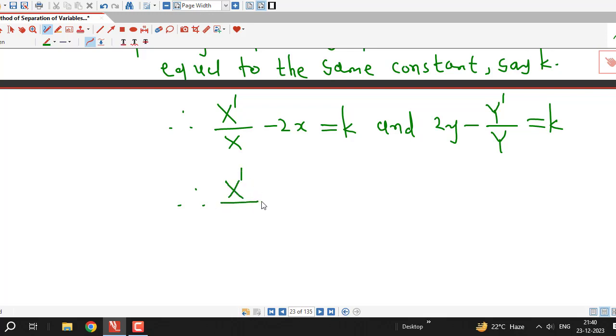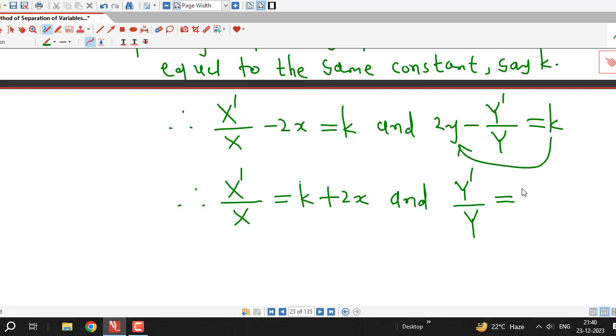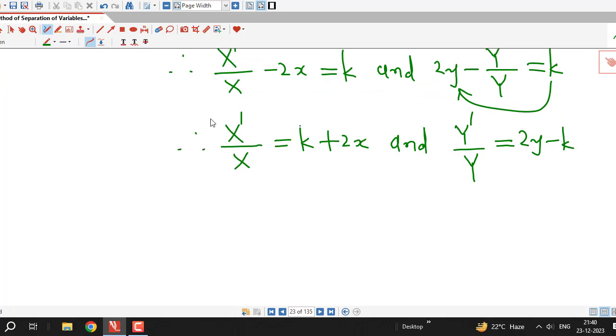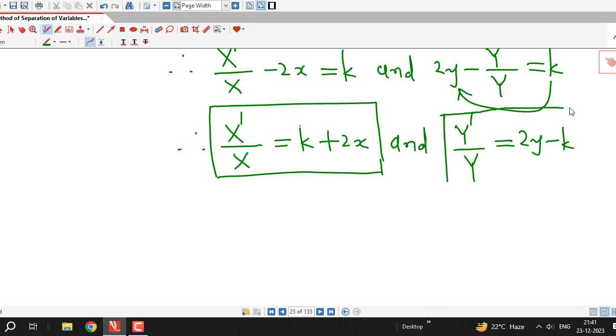Therefore, X dash over X can be rewritten as k plus 2x, and here I transfer Y dash over Y to one side, and this k goes with 2y, that is 2y minus k. Y dash over Y equals 2y minus k. Now here we can observe that this is a first order ordinary differential equation in x, and this is a first order ordinary differential equation in y, and both are separable.